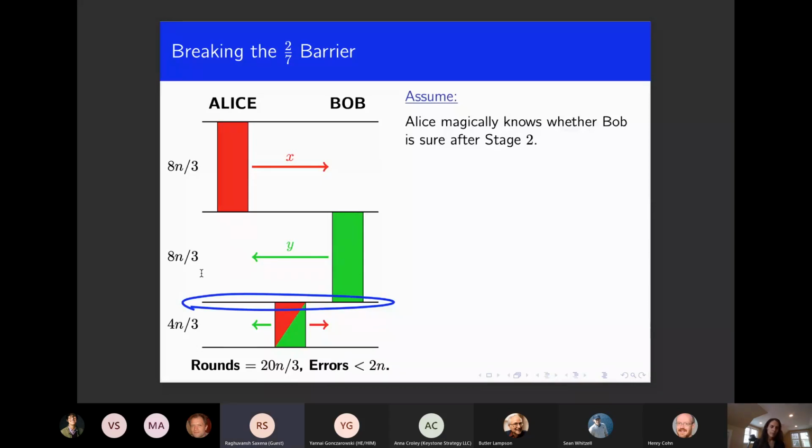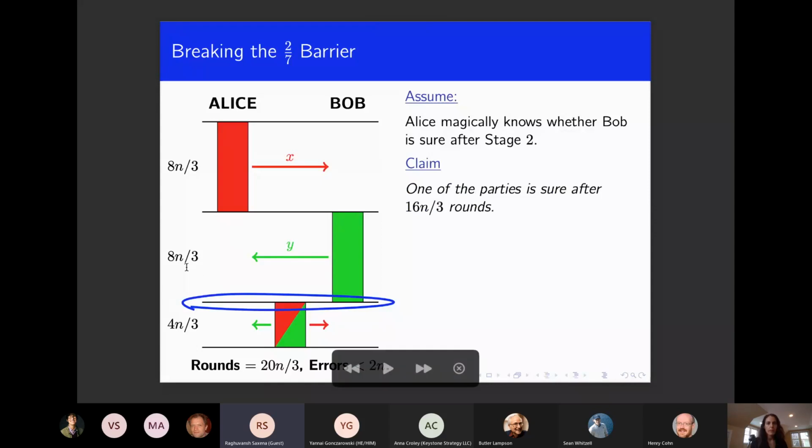So let's see why this is. It is still true that because there are 2n errors, if you receive a message 2n times, then you will be sure that the message is correct. What I'll show is the other claim. What I'll show is that even though these phases are now shorter, they were 3n initially, now they are shorter than 3n, one of the parties is still sure after the second phase. And the rest of the calculation will go exactly as before. So let's see why this is true. We want to show that one of the parties is sure after the second phase, after 16n/3 rounds. And here is how the proof goes.